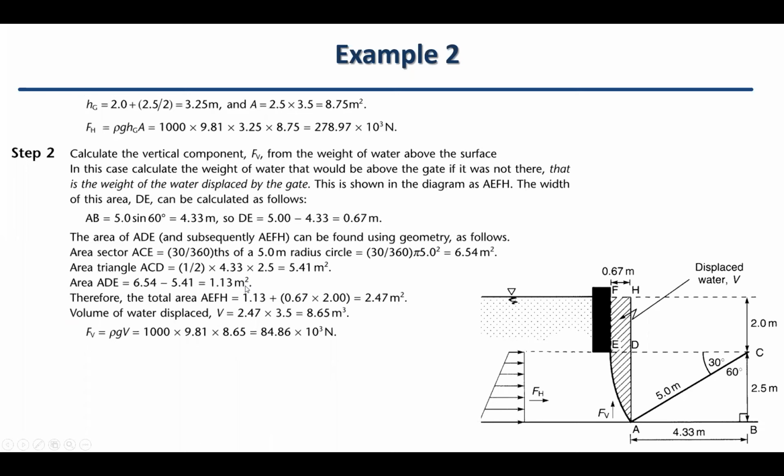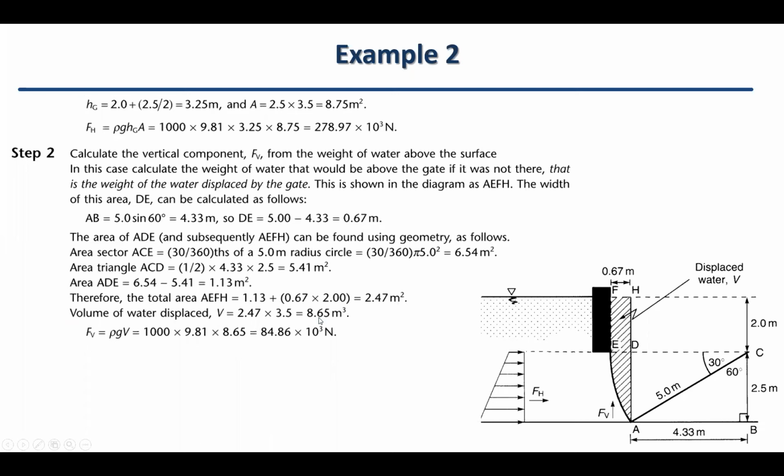Plus the area of the top rectangle, which is the 2 meter height times 0.67, which is DE here. So the total area of the hatched area is 2.47 square meters. Can you see how we calculated all of these points to get to this hatched area? So we have all the area. We need to multiply by the length, which is 3.5 meters.